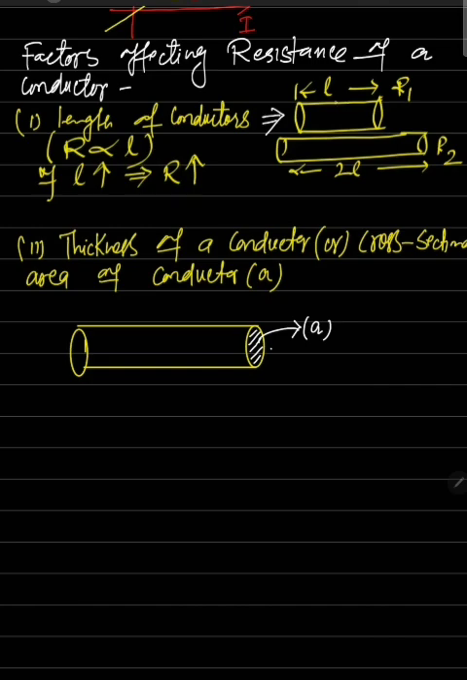Suppose we have two wires, this one is 1 and this one is 2. The first wire has length L and the second wire has double the length, 2L. Suppose its resistance is R1 and its resistance is R2. In this case, which one is more? R2 is greater than R1 because the length of the second conductor is more as compared to the length of the first conductor.